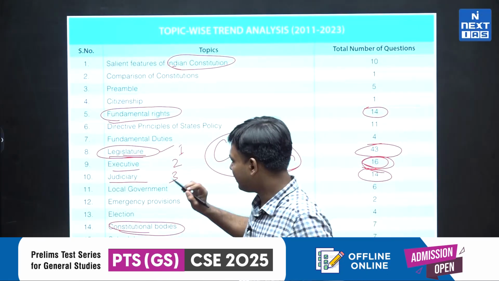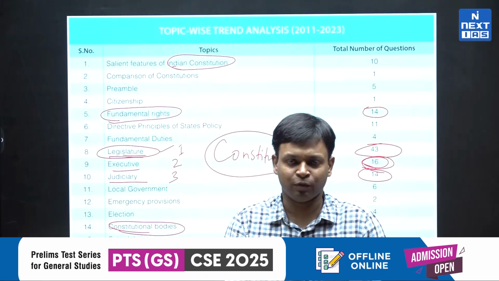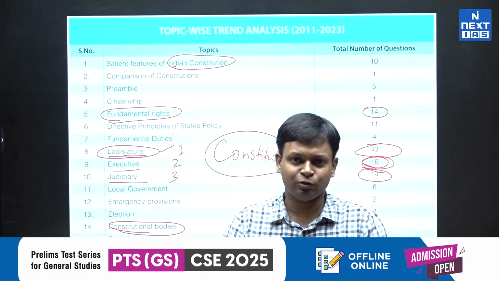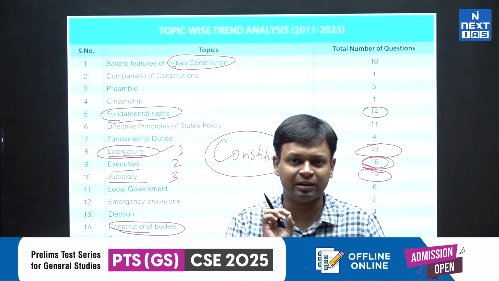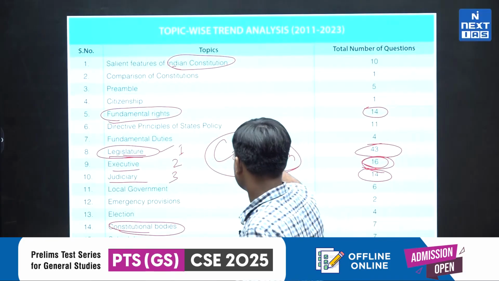ओके, सो अगर आपको प्रायोरिटाइज करना है तो सबसे पहले आपका प्रायोरिटी होना चाहिए कि DPSPs, फंडामेंटल राइट्स, एग्जीक्यूटिव, जुडिशरी एंड लेजिस्लेचर, ये 4 टॉपिक्स आपके थरली कंप्लीटेड हैं. And when I am saying thoroughly, you should go through the Bare Act also.